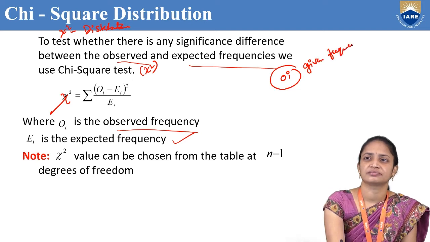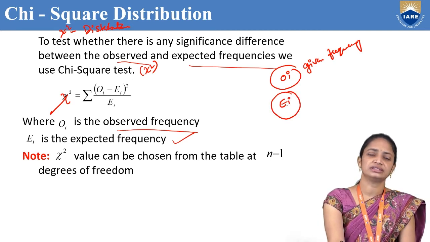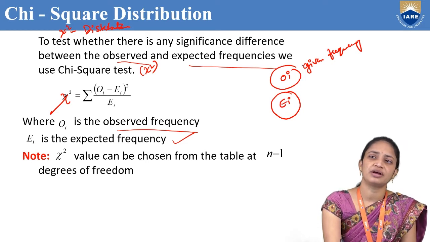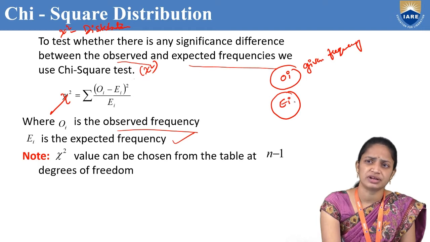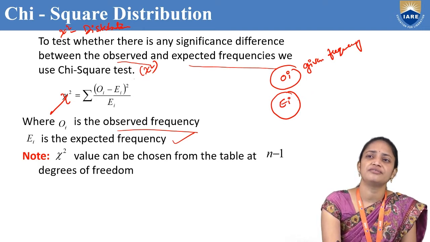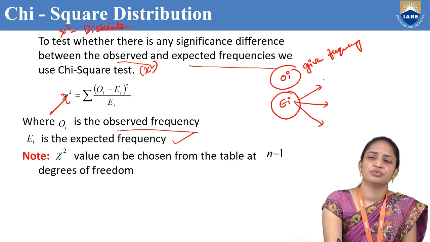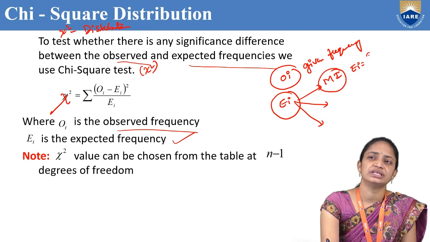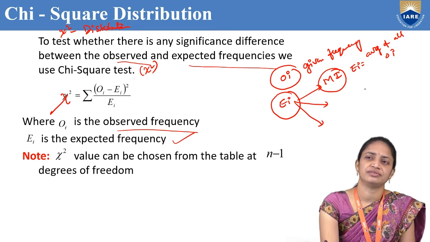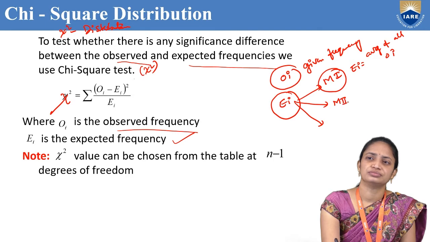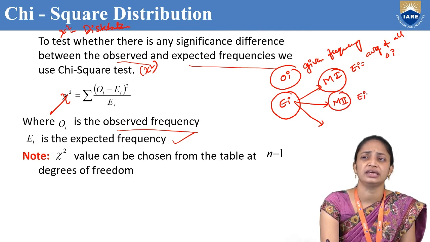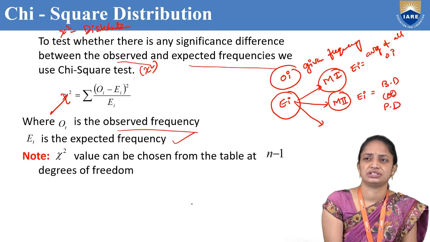What about the expected frequency? We need to calculate the expected frequency from the observed frequency. To find it, we have three methods. In method 1, we take the expected frequency by using the average of all observed frequencies. In method 2, we find the expected frequencies by using the binomial distribution or the Poisson distribution.